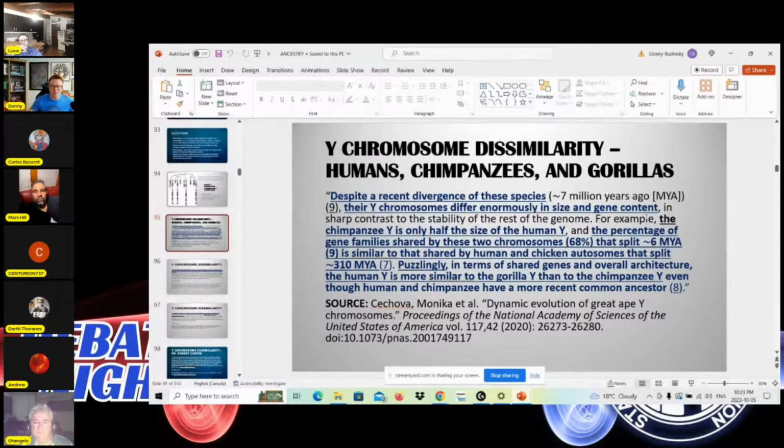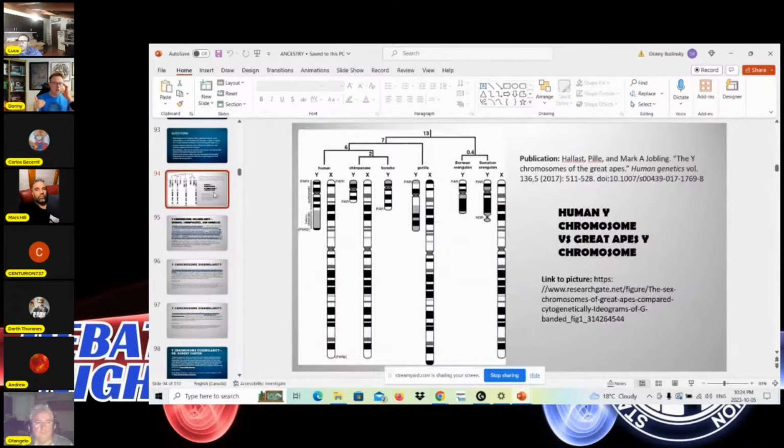And notice directly from the paper, they say the chimpanzee Y is only half the size of the human Y. So right off the bat, you're starting with a 50% difference. It says the percentage of gene families shared by these two chromosomes that split roughly 6 million years ago, as I said, is similar to that shared by human and chicken autosomes that split roughly 310 million years ago. They say in the paper, puzzlingly, so they didn't predict this. This was a surprise. It's a puzzle to them. In terms of shared genes and overall architecture, the human Y is more similar to the gorilla Y than to the chimpanzee Y.